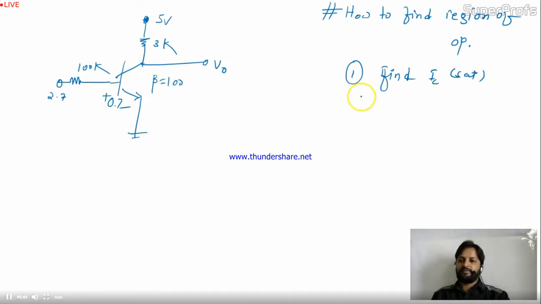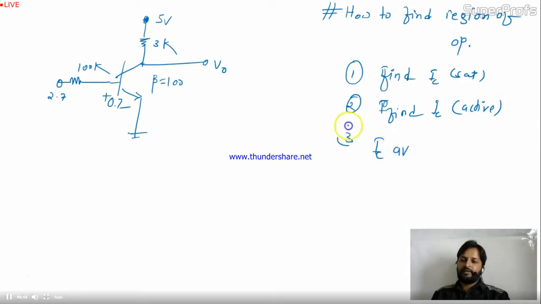You have to find IC saturation. Secondly, you have to find IC active. In the third case, if IC active was greater than IC saturation, this condition is not possible because IC saturation is the max current in a BJT.